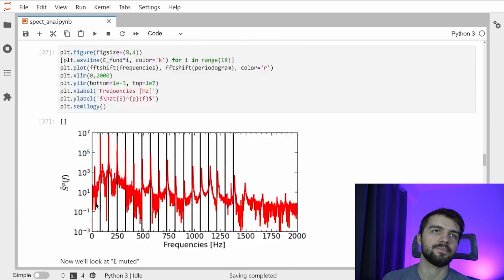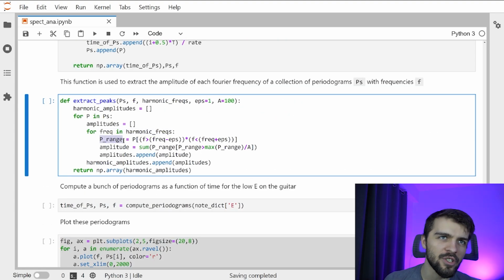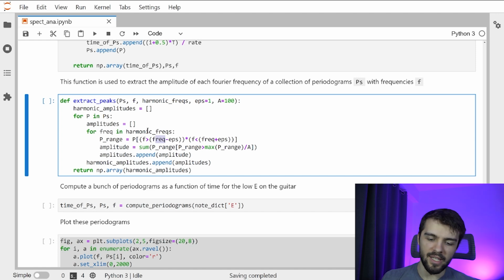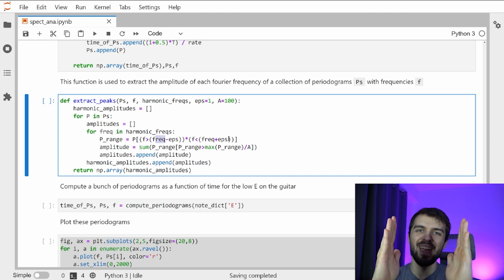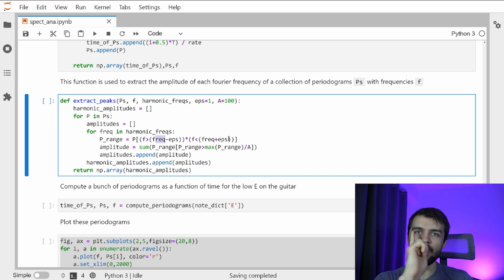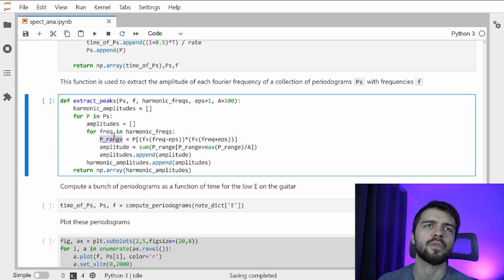And so what I do is I consider a range of my periodograms, and that's specified by this parameter epsilon. So I consider my periodogram where my frequency is greater than the harmonic frequency, so say it's 82, minus epsilon, and less than the frequency plus epsilon. So it gives a little range to consider. So I'm not considering just one peak, I'm considering a range of values. So that's the range of the periodogram that I'm considering for a particular harmonic frequency.